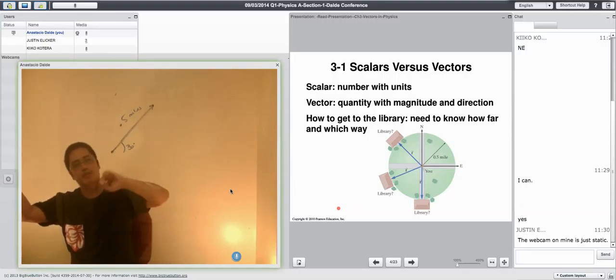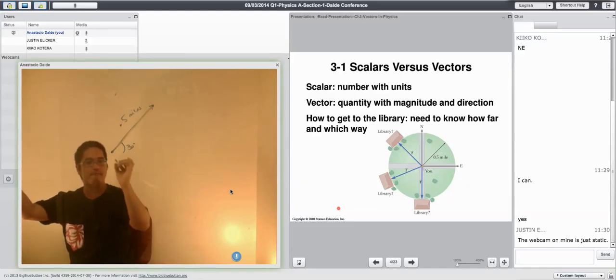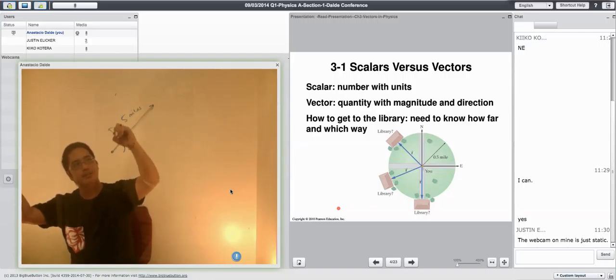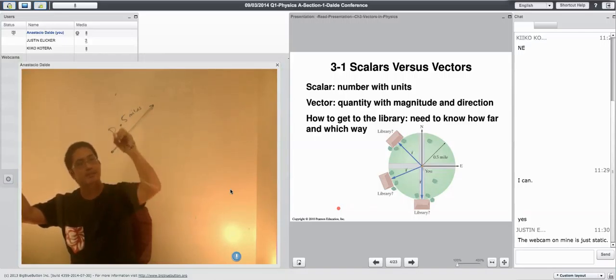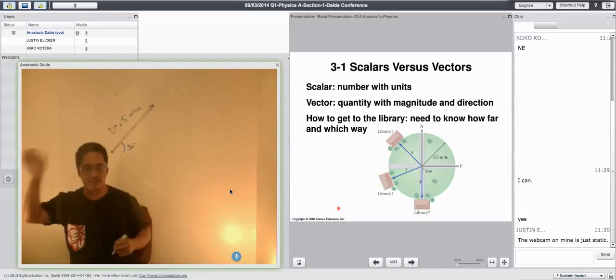What you're going to do is go half a mile at 30 degrees. Now, what I'm going to do is break this thing up. I'm going to call this D. The distance is equal to half a mile.